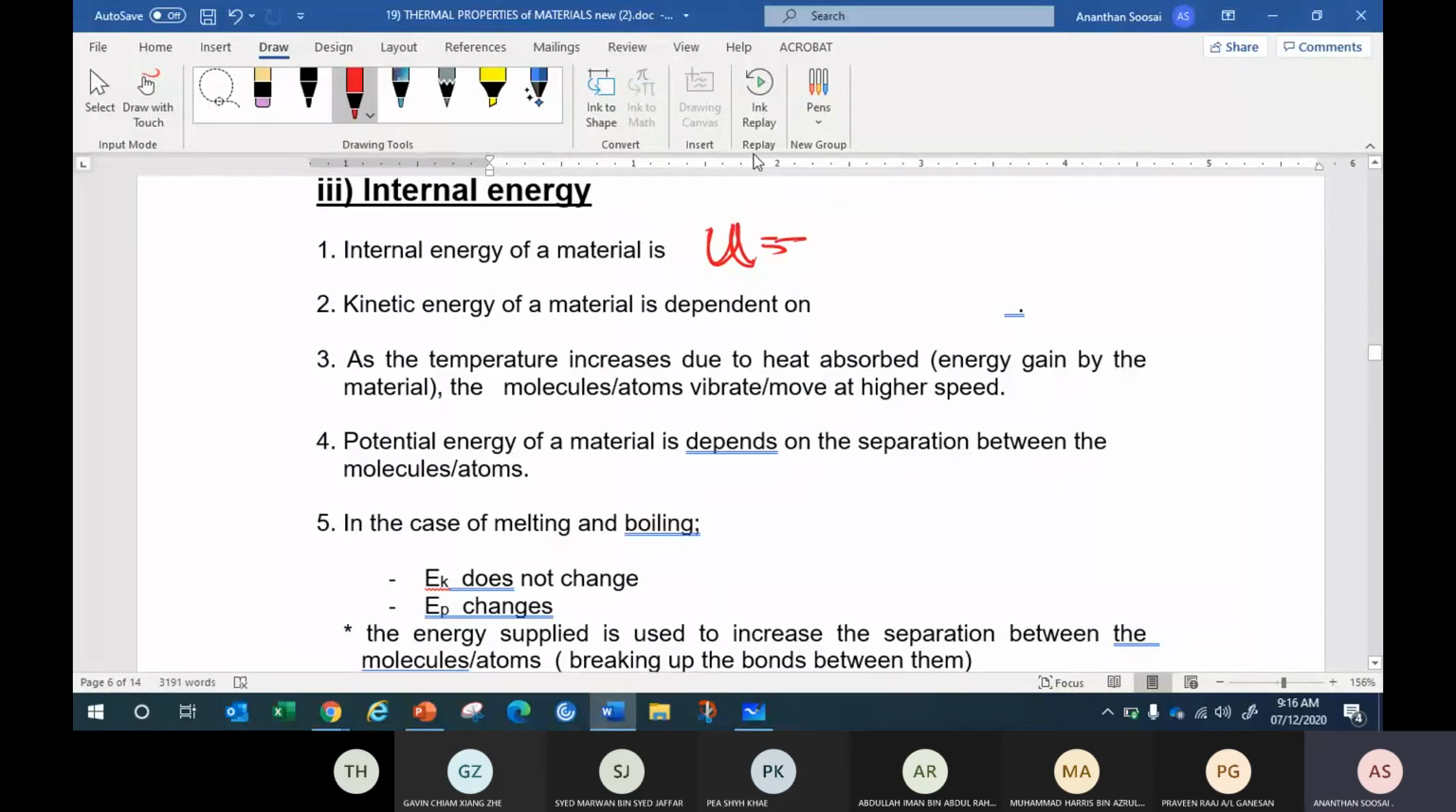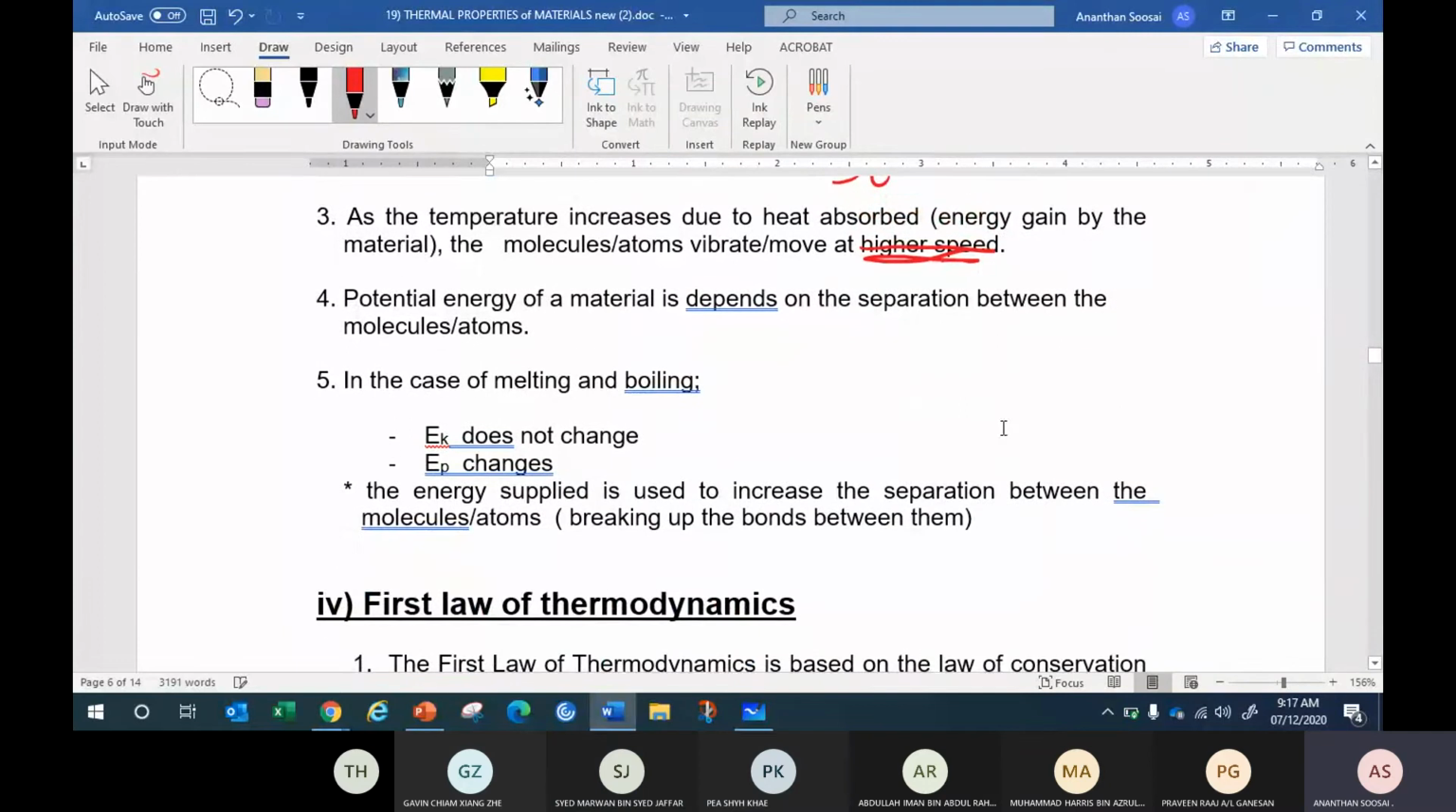Next line, please write. The second, kinetic energy of the material is dependent on what? Temperature. Temperature rises, a molecule absorbs, vibrates more. The potential energy of the material depends on the separation between the molecules, not the temperature of the molecules. In the case of melting or boiling, EK does not change. During melting and boiling, EK does not change, EP changes.